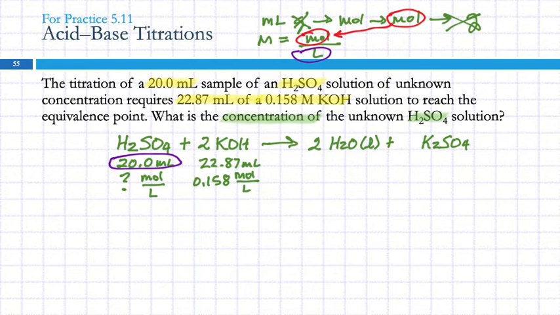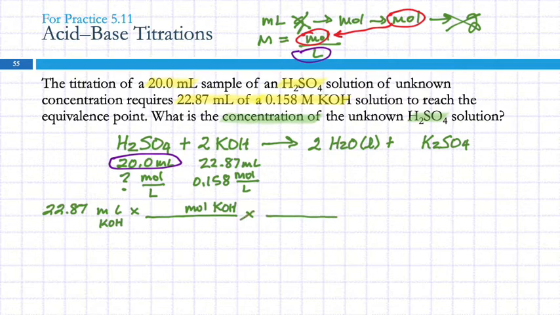So we've got 22.87 milliliters times, in a line, we're going to moles, need a little more space, moles of KOH. Oh, I should have specified that's KOH. Moles of KOH, and then we're going to moles of sulfuric acid. And then we need units to cancel out.